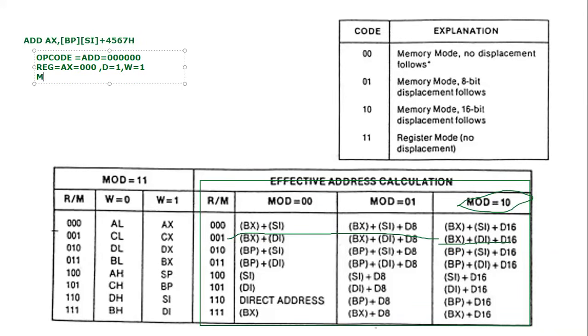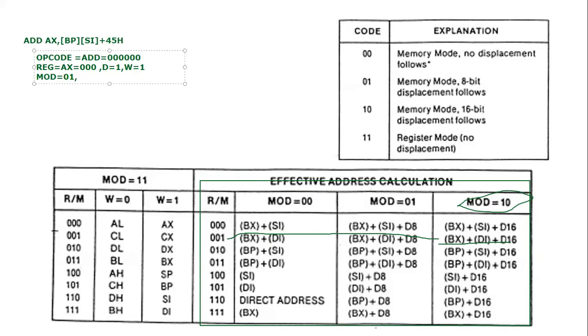Then we will talk about mode. Mode is BP plus SI plus some 16-bit displacement. So it's a memory mode with 16-bit displacement, so mode would be 10. Okay, let's change the instruction. Let's consider it is only 45 hex. So now it is an 8-bit displacement, right? So mode would be memory mode with 8-bit displacement, so 10 will become 01, right?